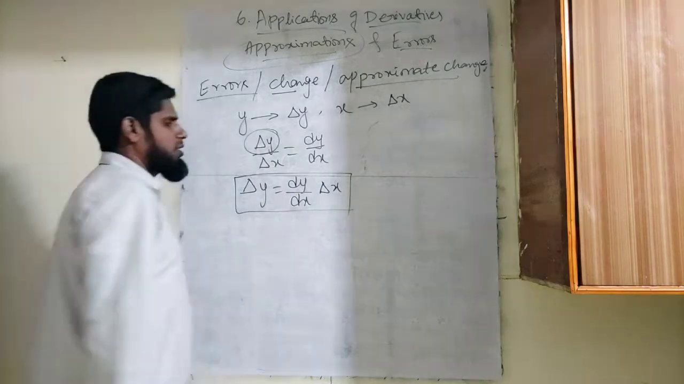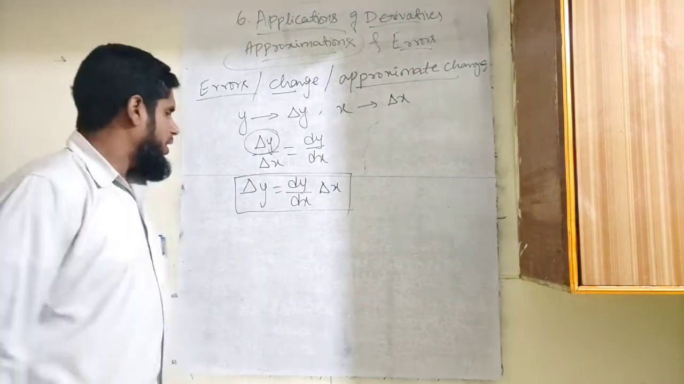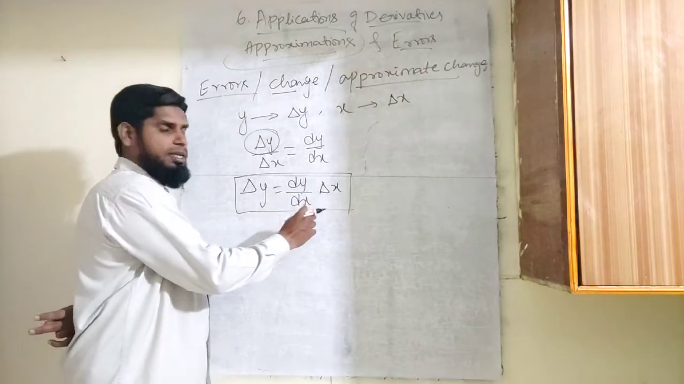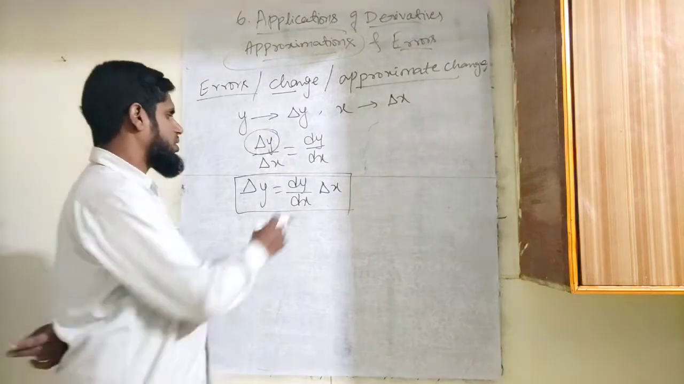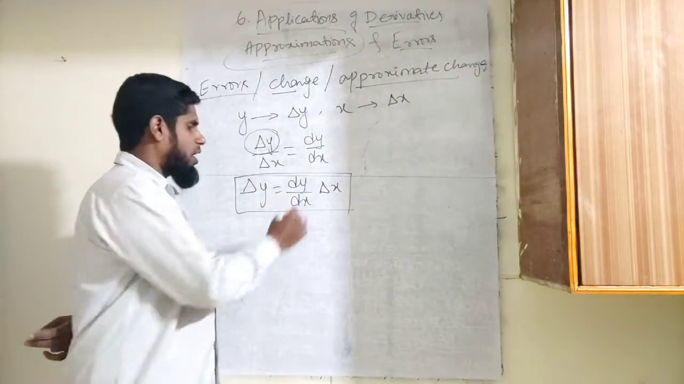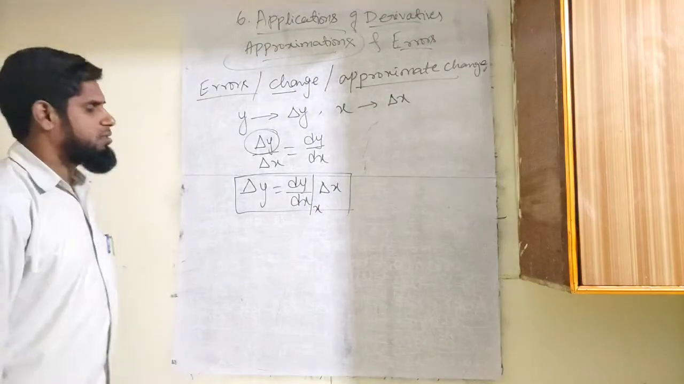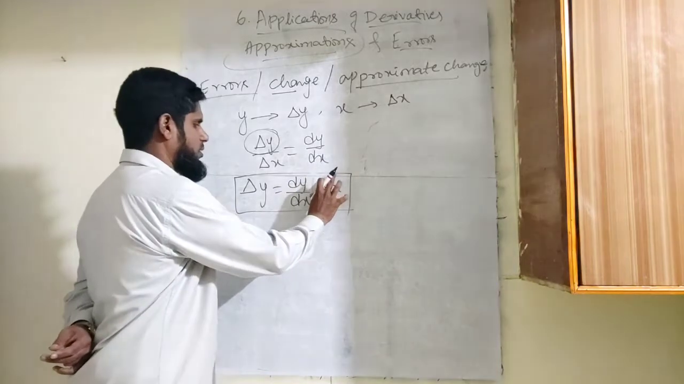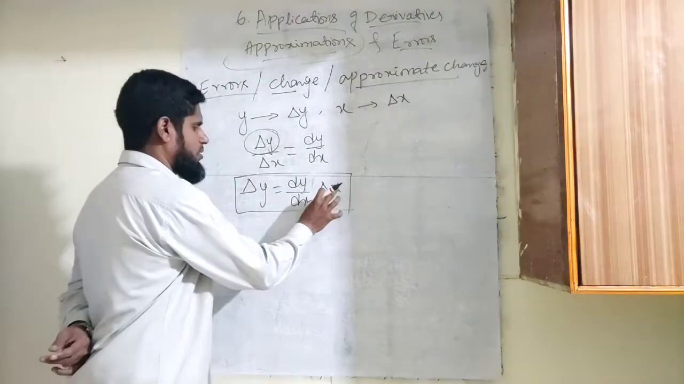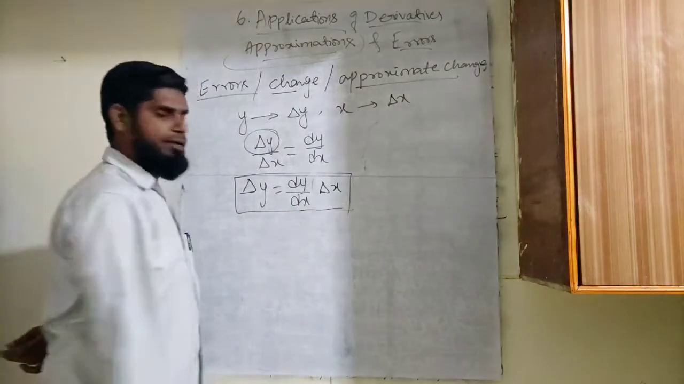Student, this is the formula we will use to find the errors. And here this dy by dx is the derivative of that function or that quantity at some particular point, at some x. Let us make sure that it is at some particular point.